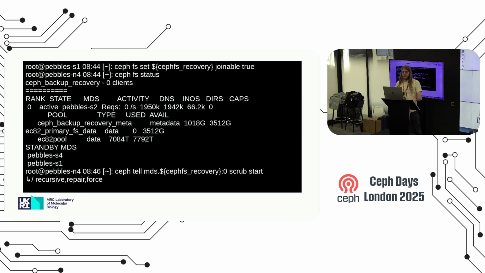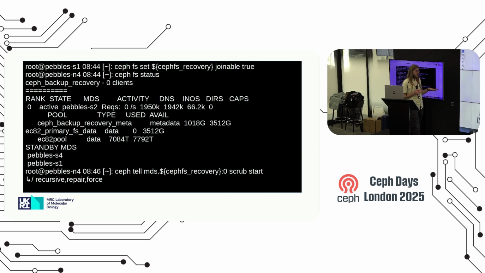Okay, now that we have the metadata populated for our recovery file system, we can let our MDS join this file system. It's very important to not let the clients join yet, because we need to run the scrub at the root of the file system, which we can do to clean up and repair any of our recursive statistics.